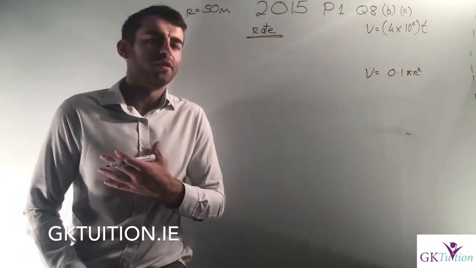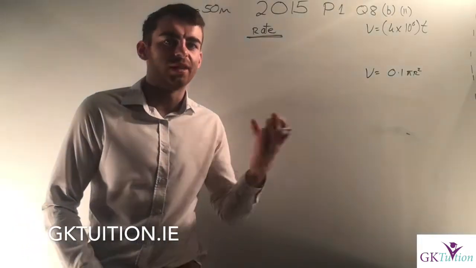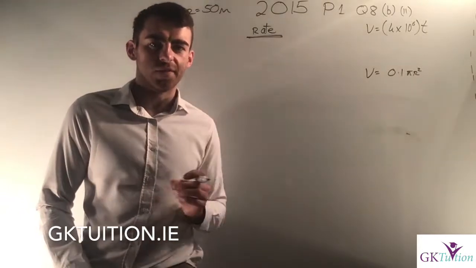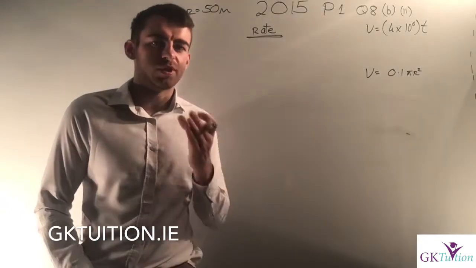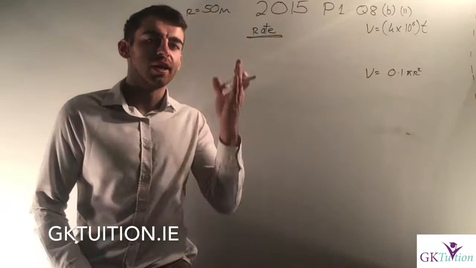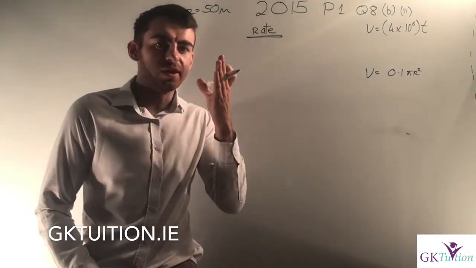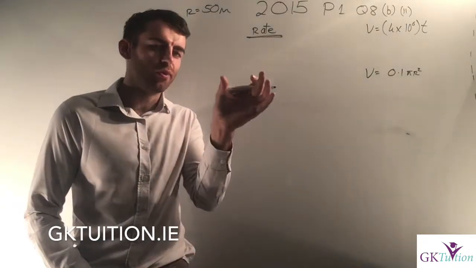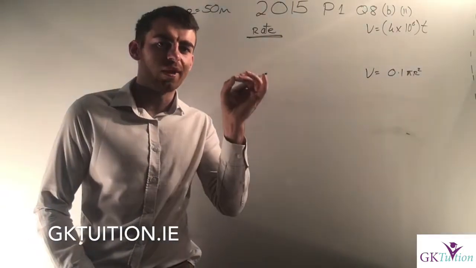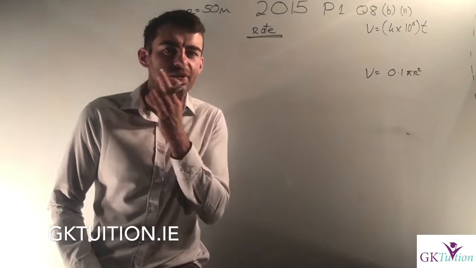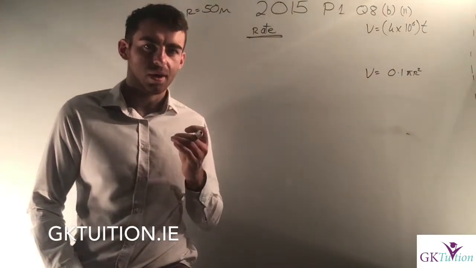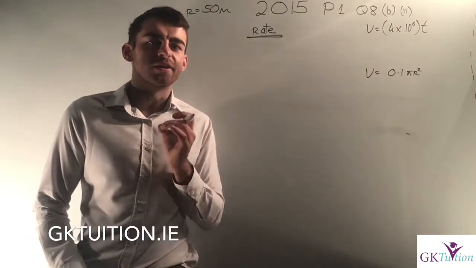Now, if it said find the rate at which the radius is increasing relative to volume, that means find dr/dV. If it said the rate at which the radius is increasing relative to area, that's dr/dA. But if it doesn't specify, that means it's dr/dt. Or in other words, it's the rate at which the radius is increasing relative to time, because everything changes relative to time. So another giveaway there is the units.